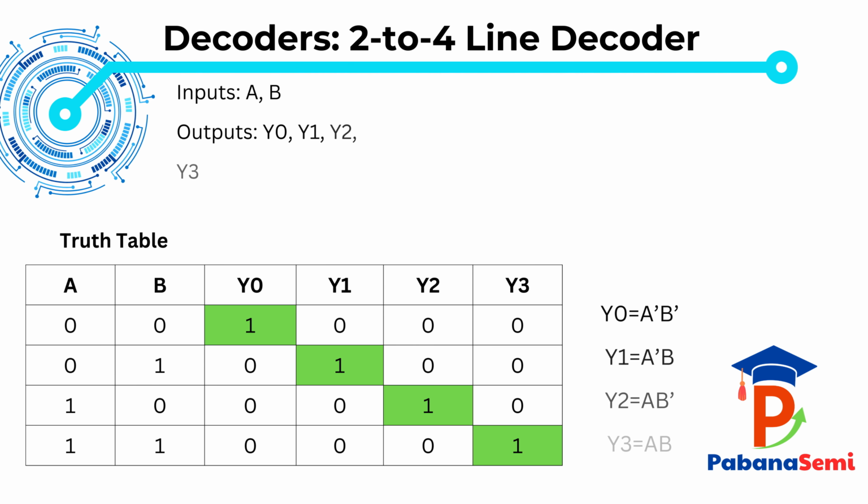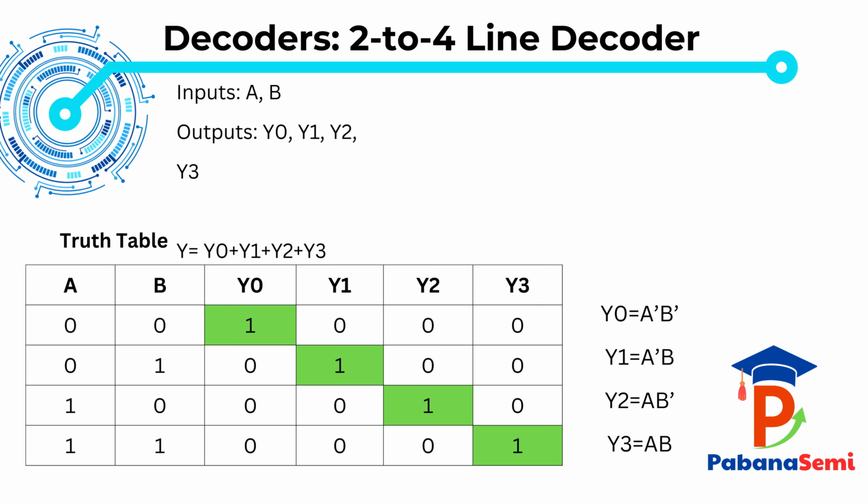Look at the 2 to 4 line decoder. Here we have 2 inputs, A and B, and we get 4 outputs, Y0, Y1, Y2, and Y3. Because it is a decoder, it follows the one-hot rule. For any input combination, only one output will be 1, and all others will be 0.